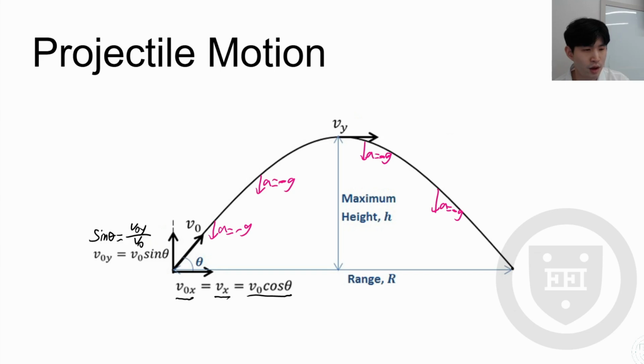So as the object travels through this path, the velocity vector is always tangent to this path, like this. And then at the top of the projectile, the velocity vector is completely horizontal, which means that at the top of the projectile, Vy is equal to 0. Okay, so let's solve some problems related to projectile motion.